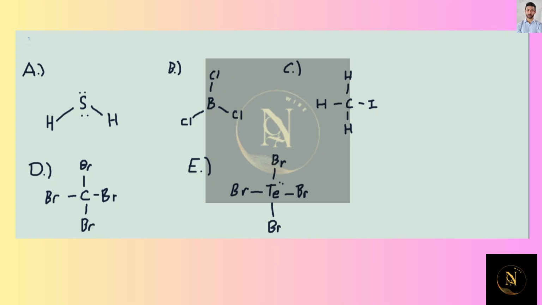So our electron domain geometry would be tetrahedral, because we have two bonding domains and two non-bonding domains. If we have four electron domains around our central atom, that means our structure is tetrahedral.